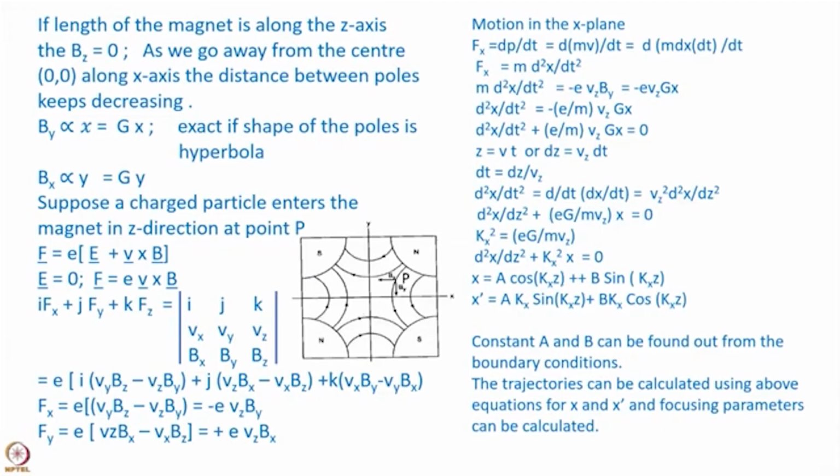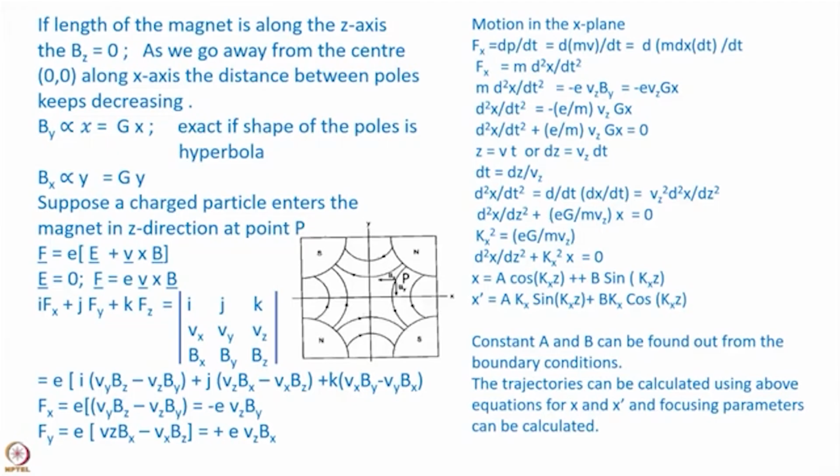So you have to change the variables from t to z here, and you can write that z is nothing but velocity times time, and if you differentiate it, dz is equal to vz into dt, and vz is nothing but velocity. We are taking the particle as moving only in the z direction. So if you write this, then this is the equation which you have to solve, where if you write kx as e times g upon m vz, then this becomes the equation which you have to solve.